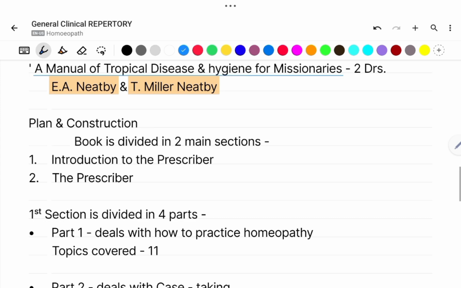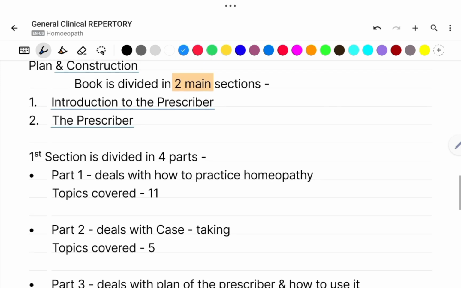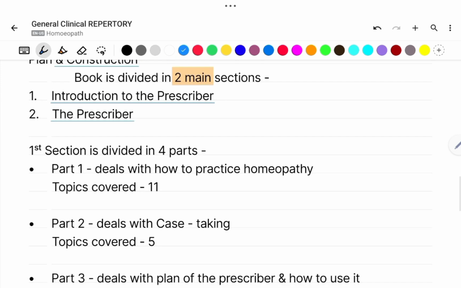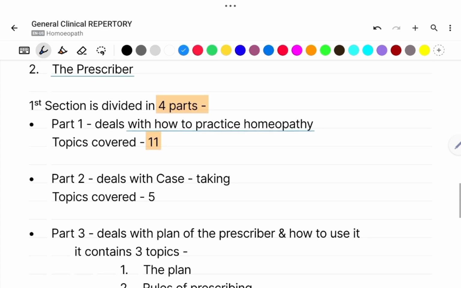Then comes the plan and construction of the book. It is divided into two main sections. First is Introduction to the Prescriber and second is the main part, the Prescriber. Now, the first section has been divided into four parts. Part 1 deals with how to practice homeopathy. Total topics covered in this part are 11.